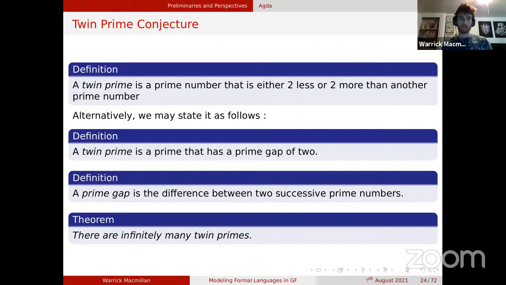So I took this example from Martin Escardo's notes on homotopy type theory. A twin prime is a prime number that is either 2 less or 2 more than another prime number. So we could give another characterization of that, and then the theorem says there are infinitely many twin primes. So basically you can just keep finding twin primes bigger than the previous pair, no matter what, that's the idea.